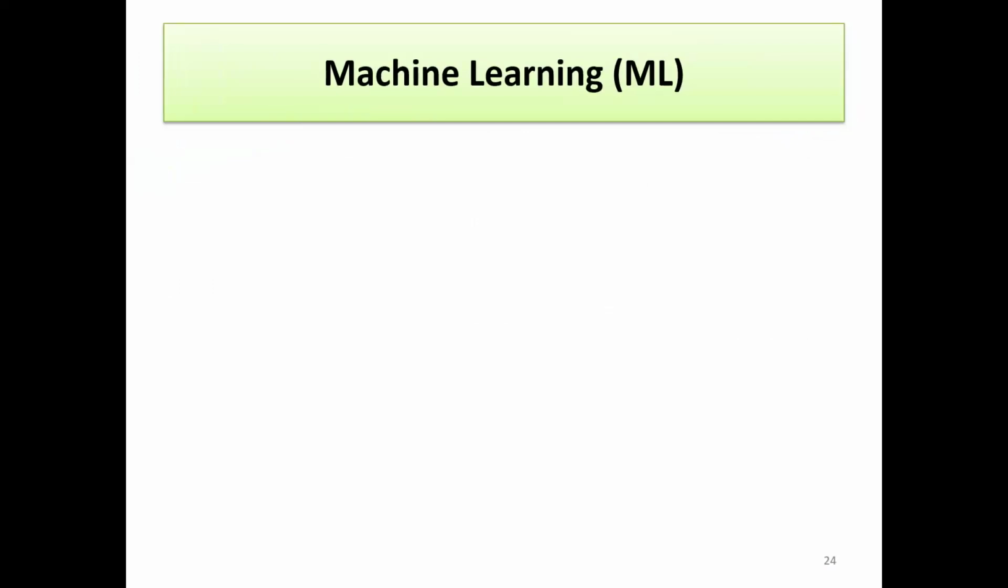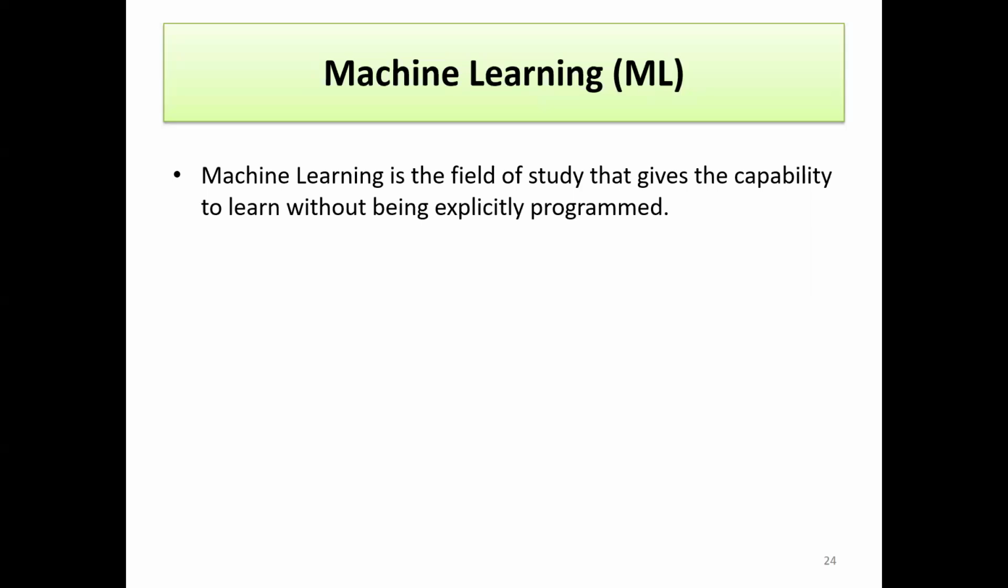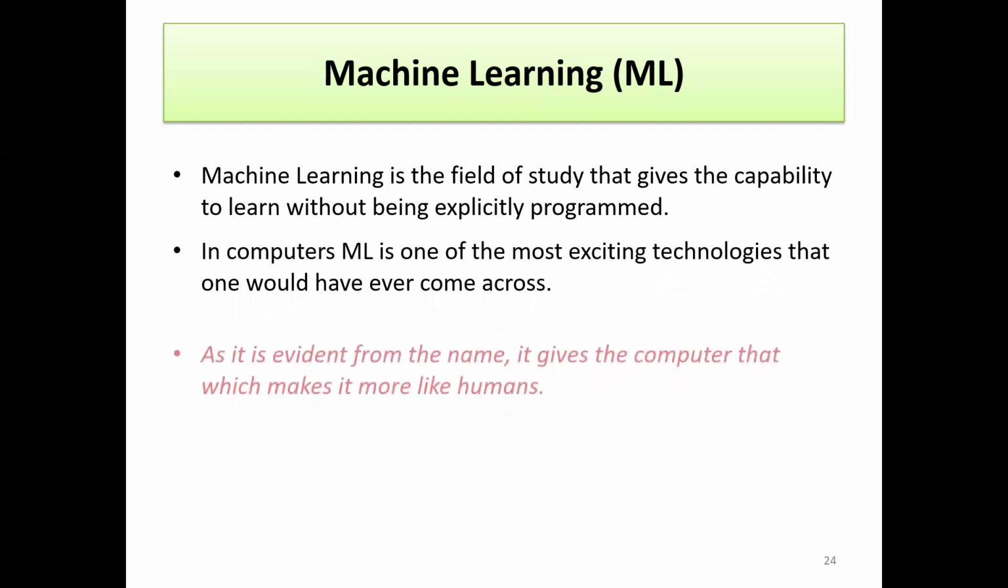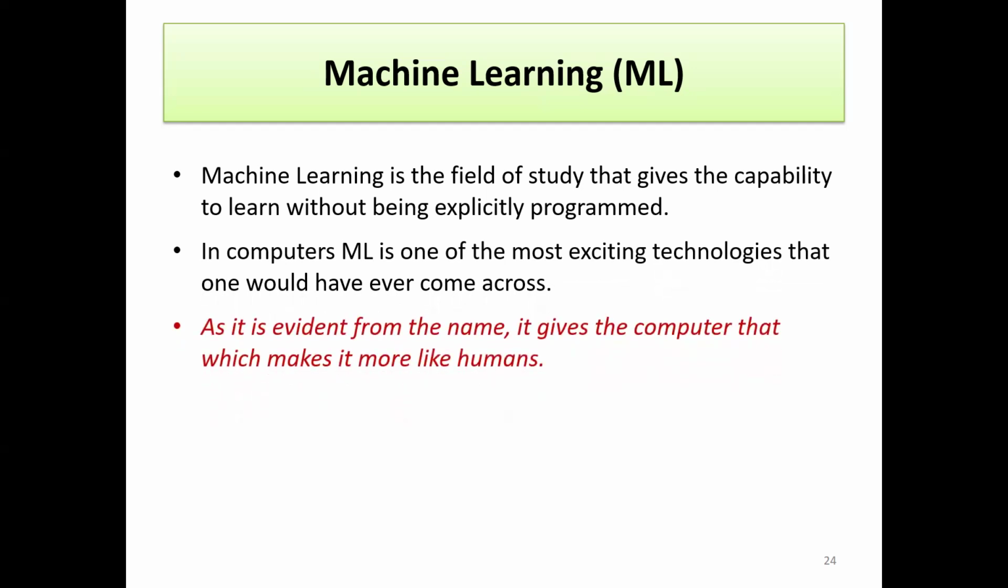With AI, there is something new in operations and everywhere in the world today. That is ML, machine learning. What does it mean? Machine learning is the field of study that gives the capability to learn without being explicitly programmed. In computers, ML is one of the most exciting technologies that one would have ever come across. As is evident from the name, it makes the computer more like humans. Like a human, now the machine starts learning by identifying patterns, accumulating information and preferences of the user, things like that.